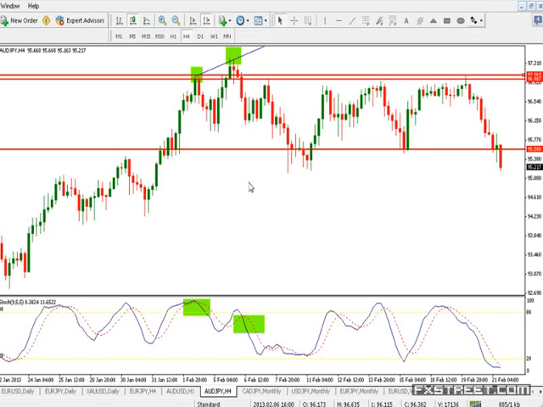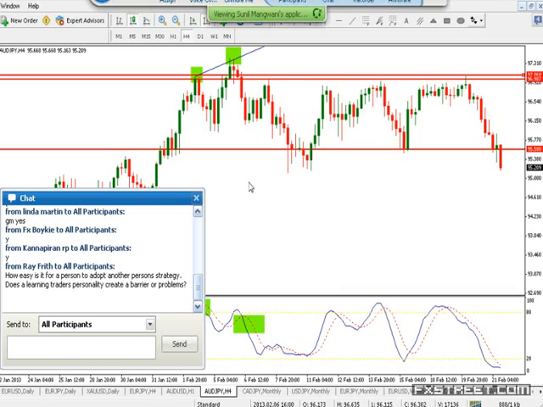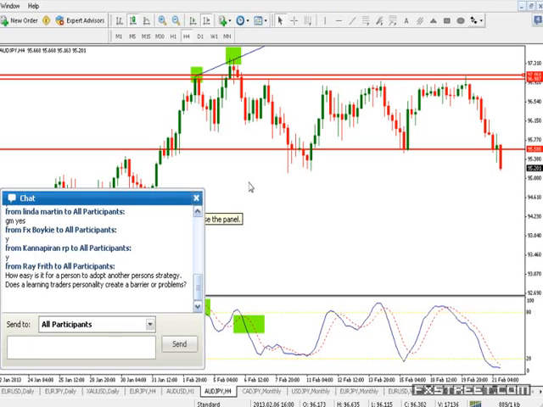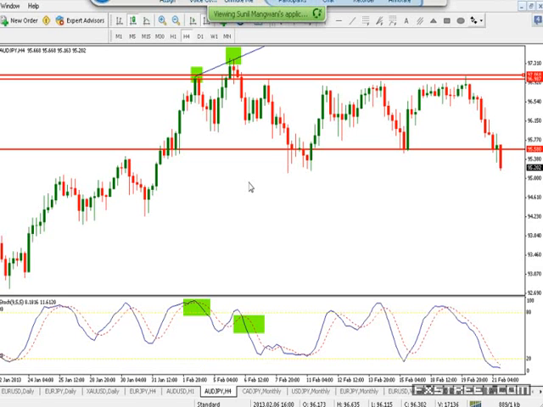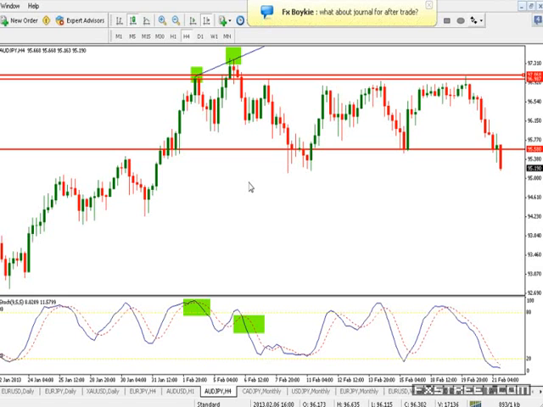Yes, Ray. The trader's personality, I wouldn't say creates a barrier or a problem, but adapting to another person's strategy is not easy. What I would recommend is take any technical strategy. Let's say divergence. If you want to follow a divergence, take the strategy of a divergence and build a trade plan around your comfort level.